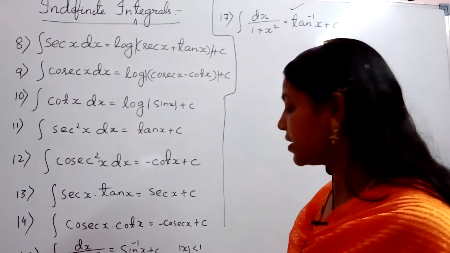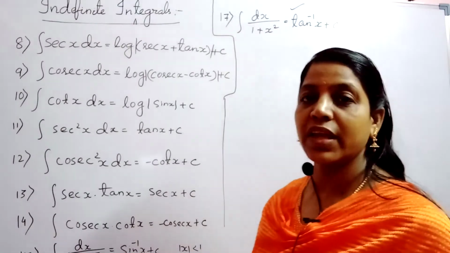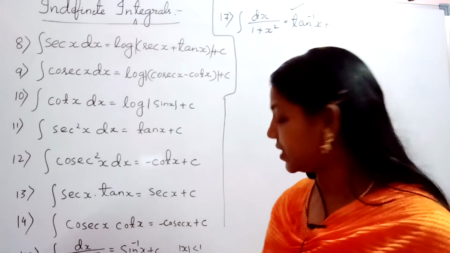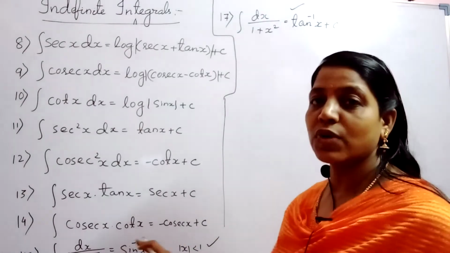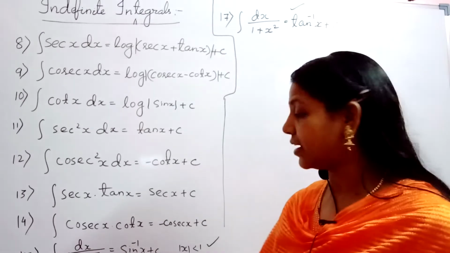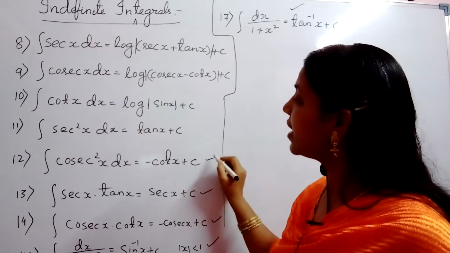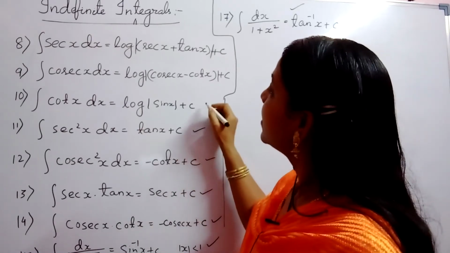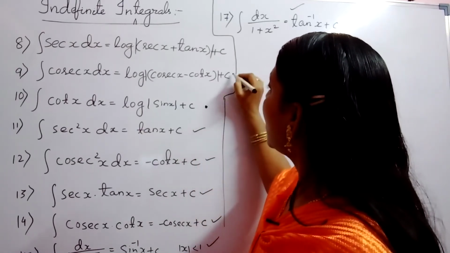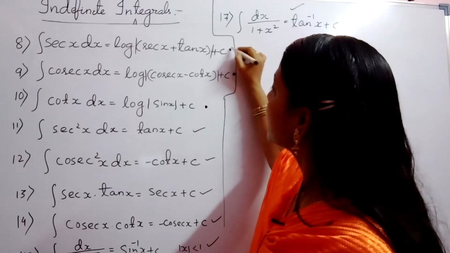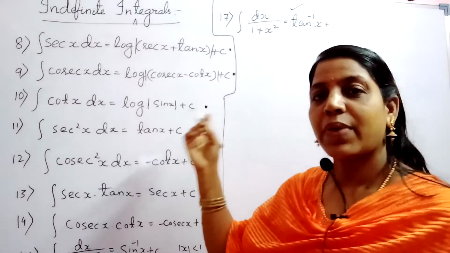This is also direct. Secant inverse x differentiation is 1 by x into root of x square minus 1. This is direct. Sin inverse x is 1 by root of 1 minus x square. So hence directly you are doing. This also direct. This also direct. This you need to analyze how it is coming. These three you need to practice.